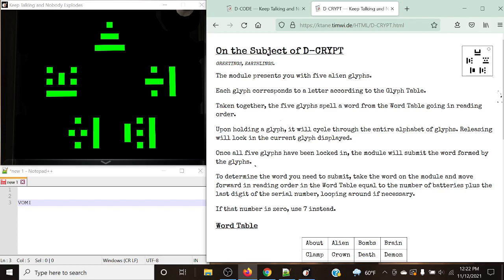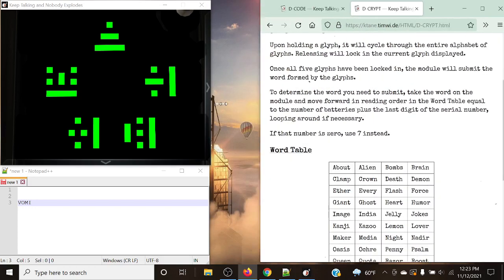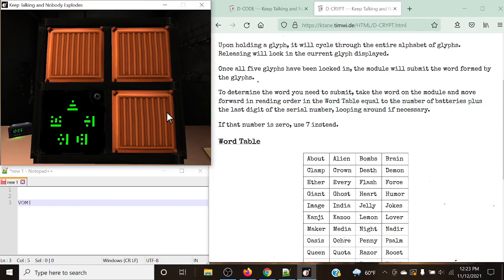So now, since we found our word, we're going to submit the word formed by the glyphs. To determine the word you need to submit, we're going to take the word on the module that we found here, and move it forward in the word table equal to the number of batteries plus the last digit of the serial number. So we're going to shift it forward and submit a new word.